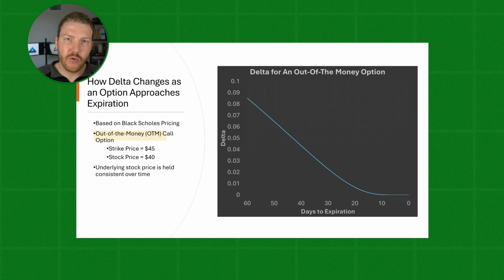The call is now out of the money because the strike price is $45 and the stock price is $40. This means that we would have to buy something that's worth $40 for $45, which we would not do, so it's out of the money.